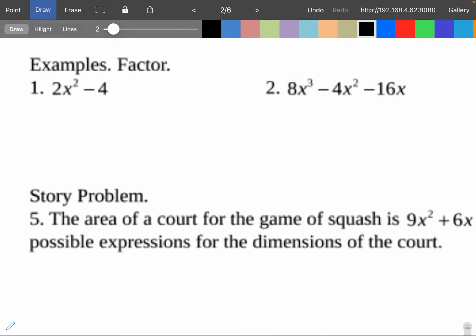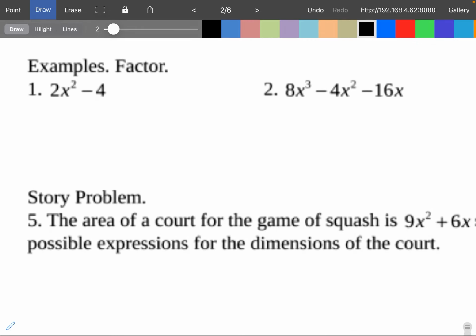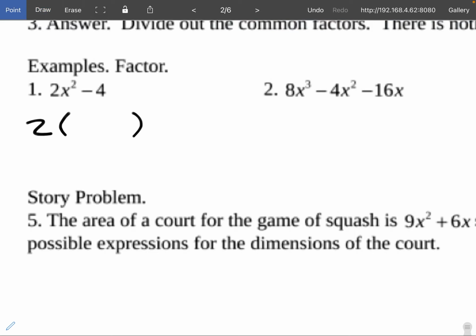Okay? And then I'm just going to go right to the examples from here. So let's go to example 1. When you look at example 1, what's the largest number that divides evenly into 2 and 4? 2. That's a 2. And then do you have an x in both terms? No. So you don't factor an x out. And then you're going to make a set of parentheses like this. Do you see that you're really doing kind of like the distributive property backwards?